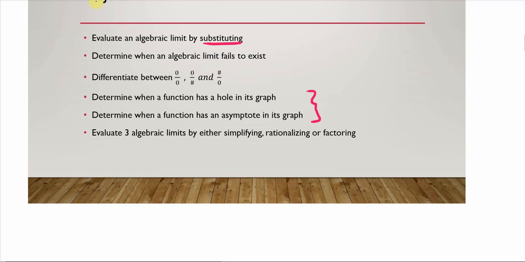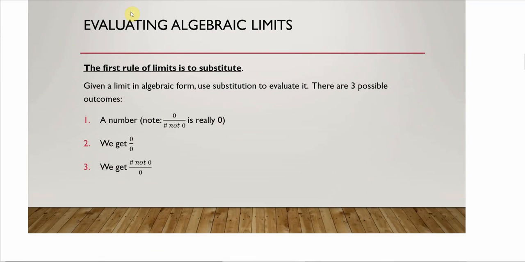So let's go ahead and start off with the very first one. The first rule of limits is to always substitute. All right. Now, if you substitute, there's 3 possible scenarios. The first one is if we get a number. If we get a number that is not 0 over a number, all right, or 0 over 0, we are completely done. Okay, that's it.